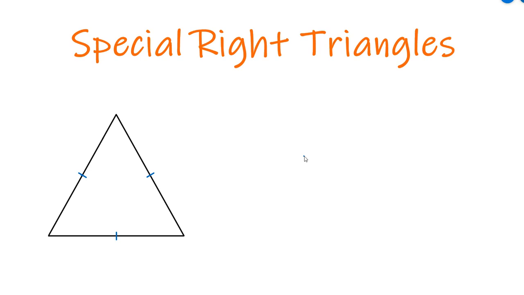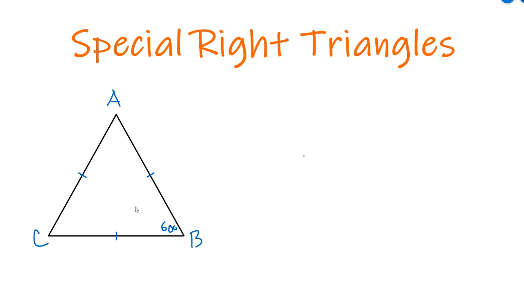The first of these two special right triangles arises out of the equilateral triangle. One of the things we have to remember from equilateral triangles is the theorem that all equilateral triangles have 60-degree interior angles. So I'm going to go ahead and draw 60 degrees down there. I'm also going to label the vertices of my triangle A, B, and C.